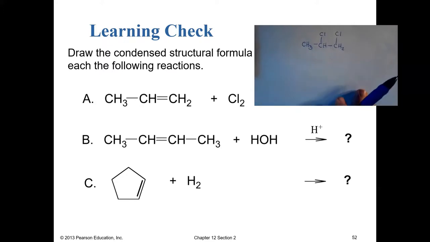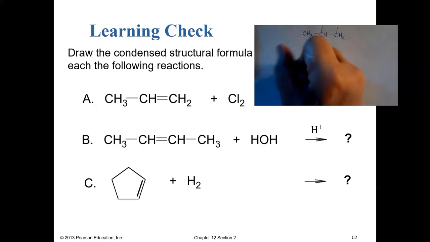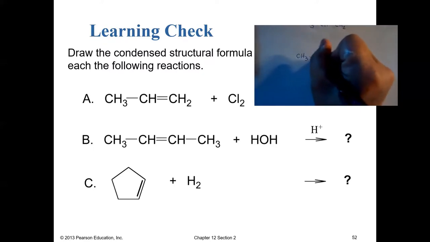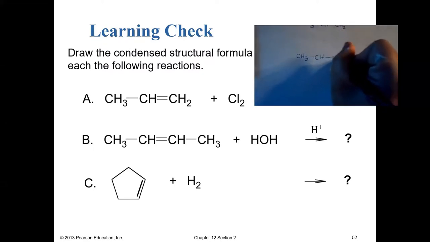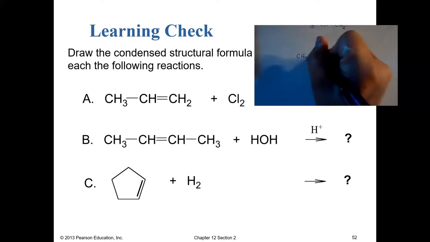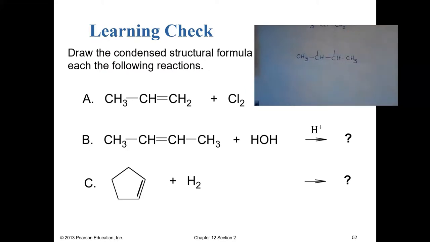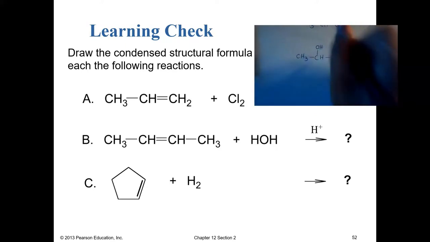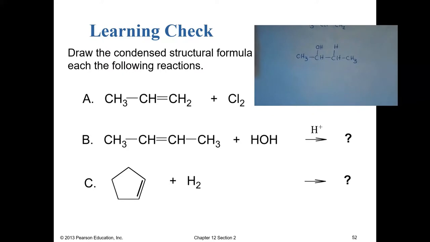If we're looking at our next one, when we're adding water, this is a hydration. We started with a CH3. Then we're going to have our CH, CH, CH3. The double bond would have split open. Here it doesn't matter. Each side has a hydrogen. So one side arbitrarily will have the OH and one will have the other hydrogen. In this case, it didn't really matter. And if we flip the molecule, it's still the same thing.